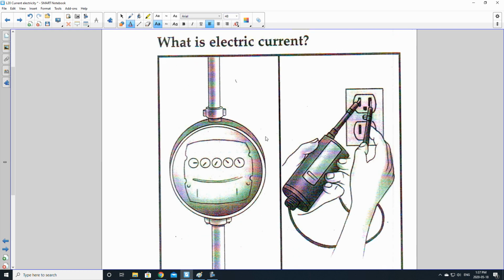Here we have, for example, an electrical meter. You might see these on the outside of a building or even on the outside of a house. It tracks the amount of electricity you use. And right over here, this is probably a voltmeter or a multimeter that is determining how much voltage is coming from the electrical outlet.